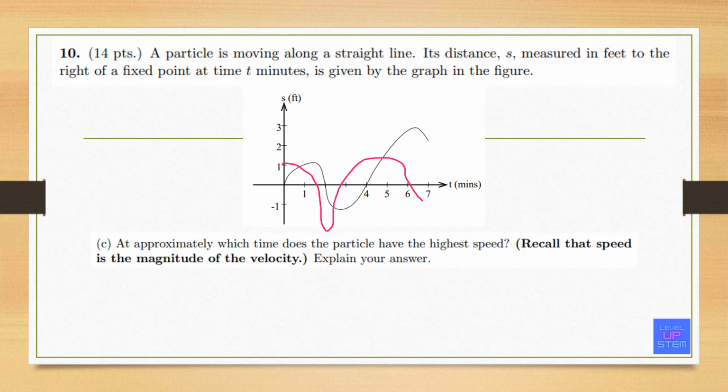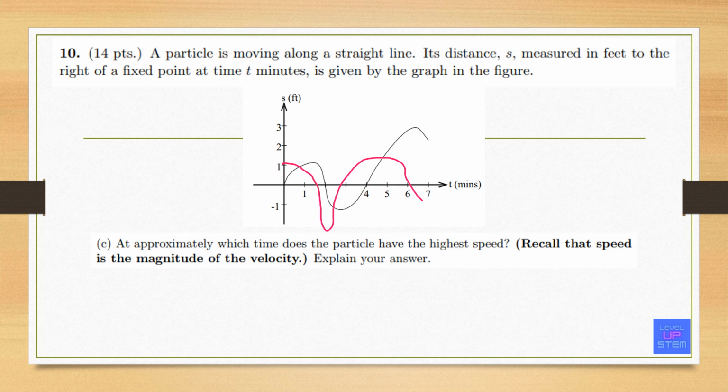And so for this one, at approximately which time does the particle have the highest speed? Recall that speed is the magnitude of the velocity. Explain your answer. So for this, I went ahead and put in the graph I drew in the first part for the velocity of the particle.